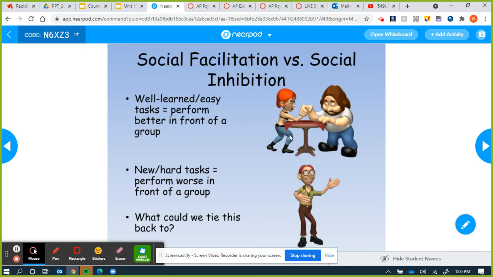Social facilitation is the idea that with things that we are good at or things that are easy, we perform better when we are being watched. Being in a social situation with something that we are good at actually facilitates our performance.